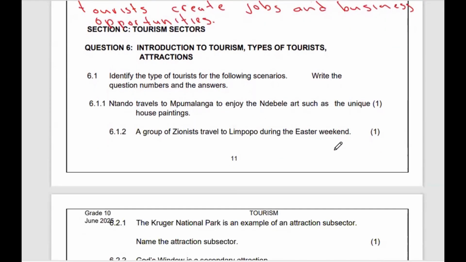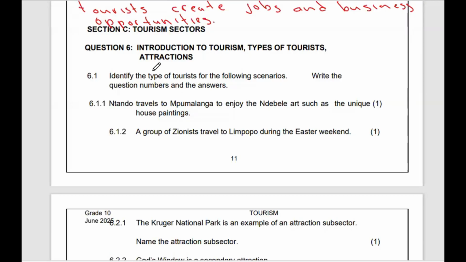Then moving on to question 6. The main focus will be on the introduction to tourists, the types of tourists and the different types of attractions which are found in the tourism industry. So 6.1, identify the type of tourists for the following scenarios. Write full question numbers and answers.